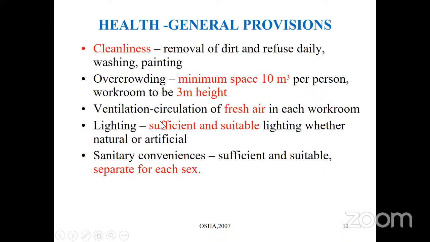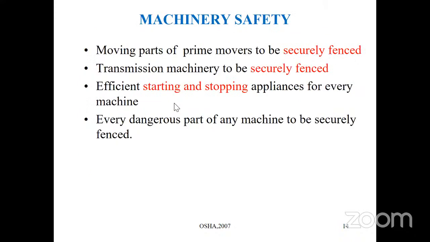And then sanitary facilities. Efficient, separate for each. When we do an inspection, when it comes to sanitary conveniences, you can find males and females sharing the same sanitary facilities. So they're supposed to be labeled and also separate.